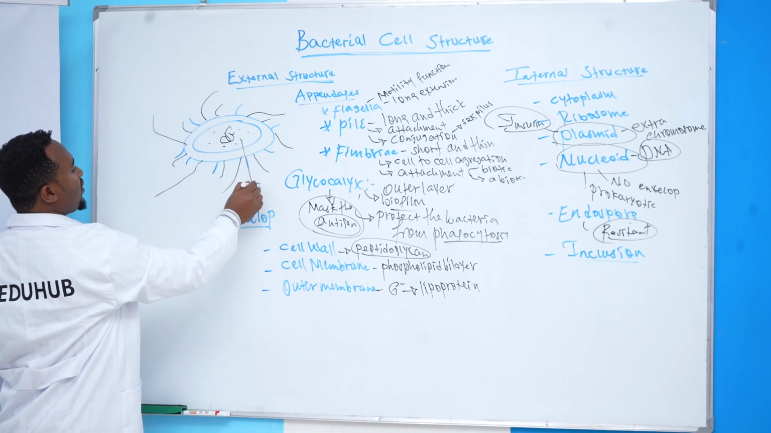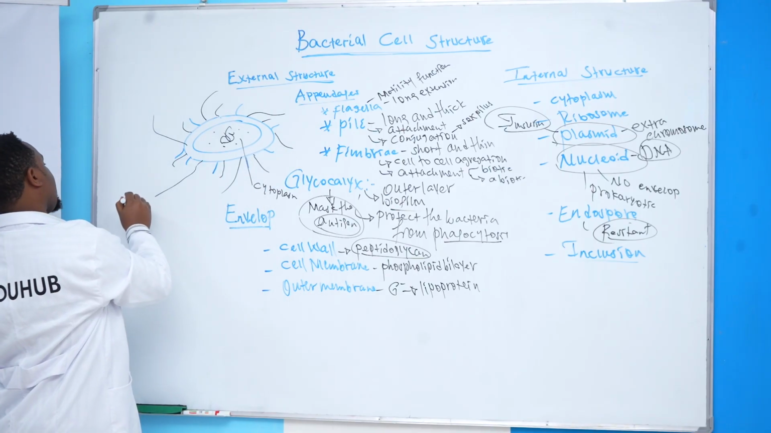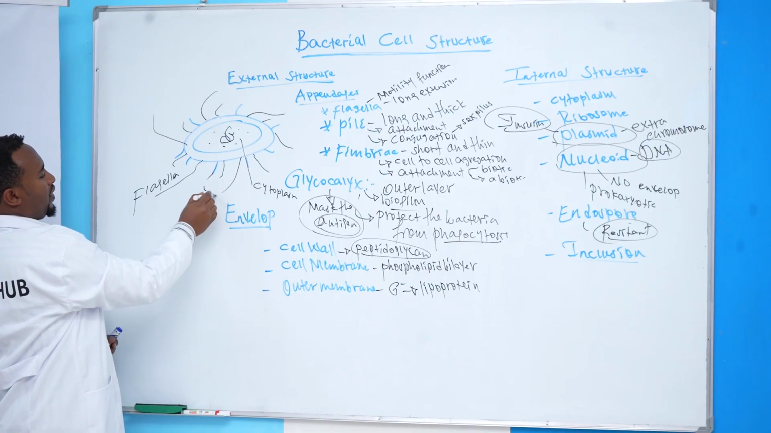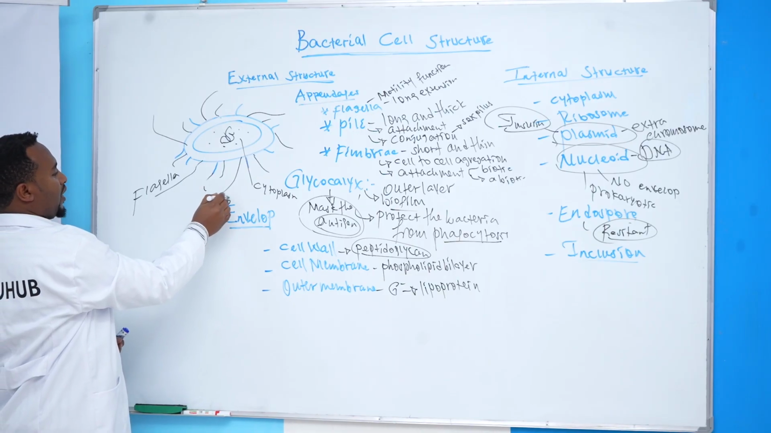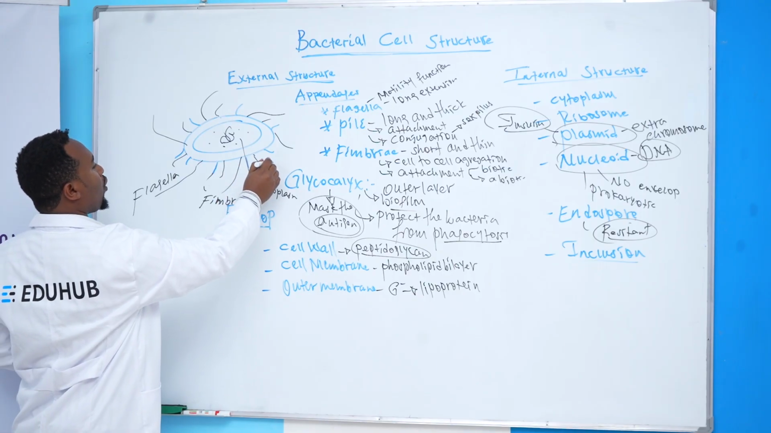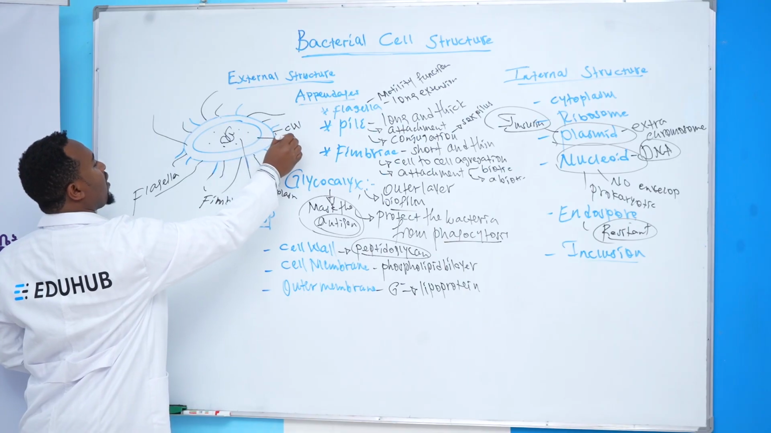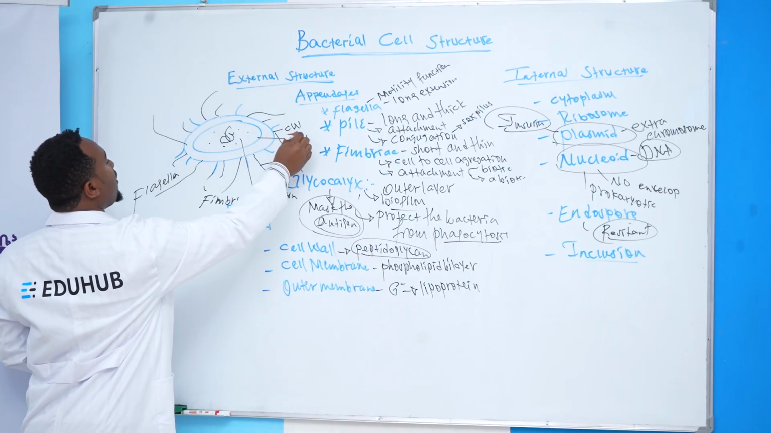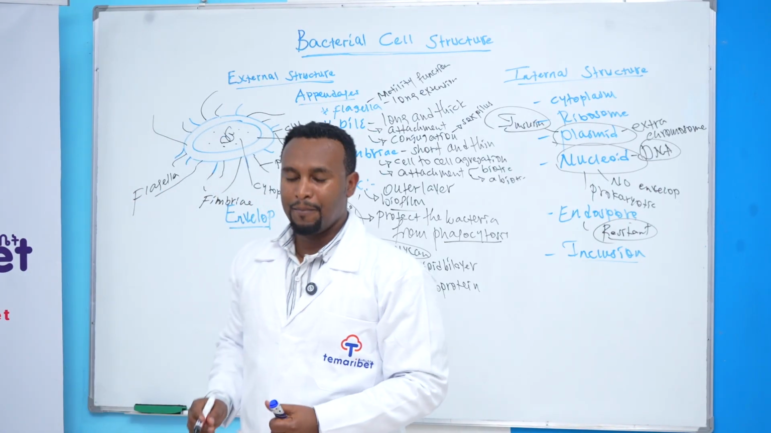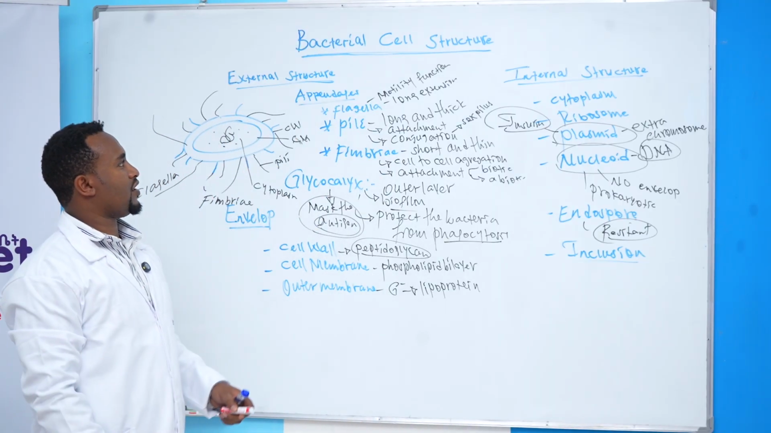And this fluid is cytoplasm. And this long structure is the flagella. And this is the fimbriae. And these thin and long structures are pili. And this is the cell wall, and this is the cell membrane. So this is a simple structure. So don't forget the basic structures of the bacteria. This is how the bacterial structure looks.